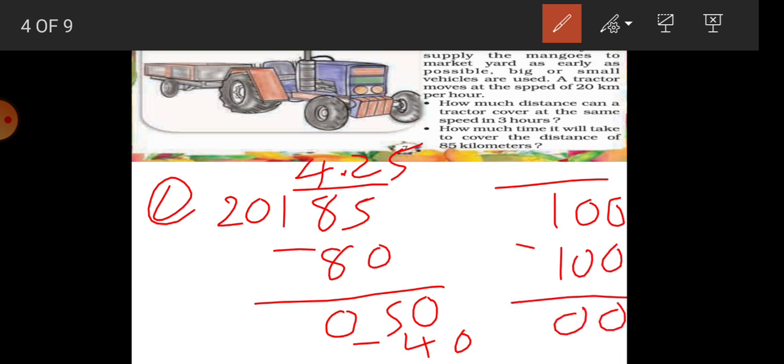So 4.25. What does the 4.25 mean? 4 hours and 25 minutes needed to cover 85 kilometers. If the tractor covers 20 kilometers in 1 hour, then for 85 kilometers we need 4 hours and 25 minutes.